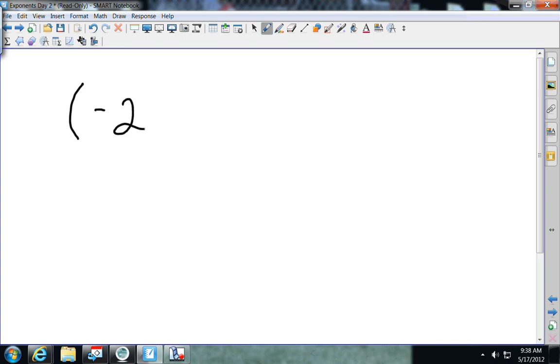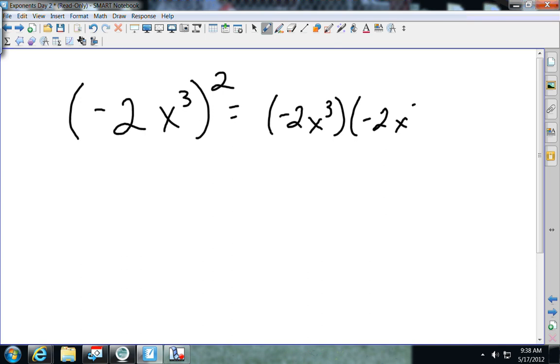So if we have negative 2 x to the third power all to the second power. Okay, take a minute and try and do this problem. I want you to remember that this exponent up here means that we do it 2 times. So we have negative 2x to the third times negative 2x to the third.